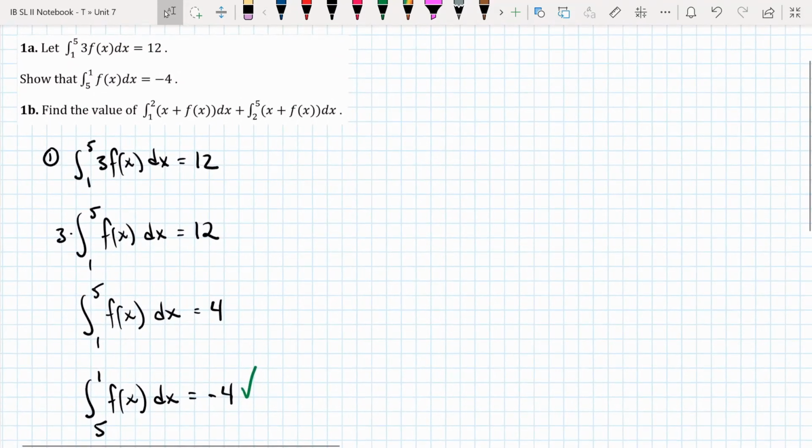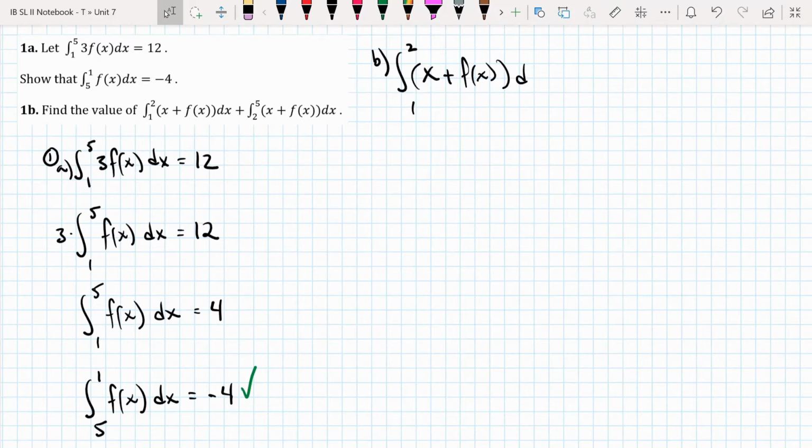All right, this is letter A. Letter B is going to be a little bit trickier, because we're going to have to use a few more properties. If I have the integral from 1 to 2 of x plus f of x, I'll put parentheses around here, dx, plus the integral from 2 to 5 of x plus f of x dx, we want to evaluate this.